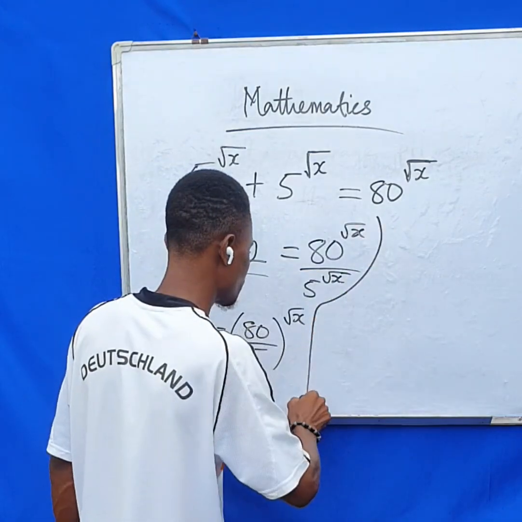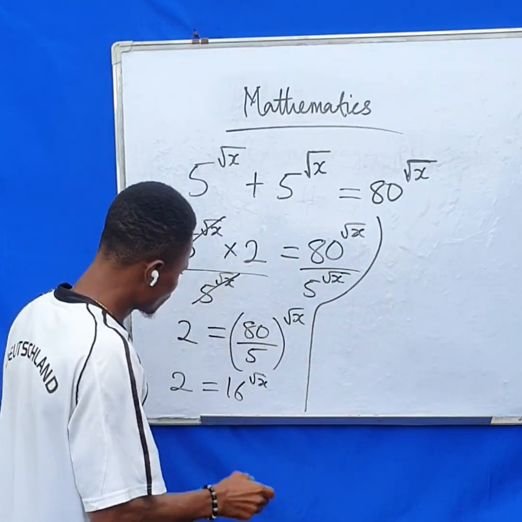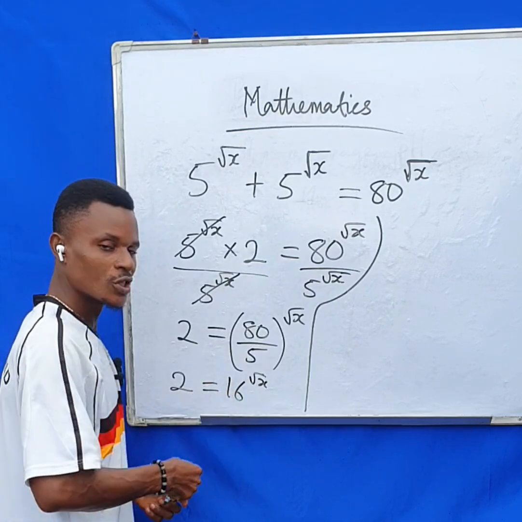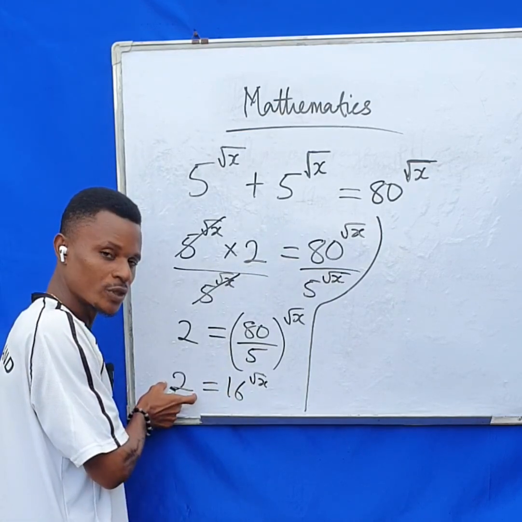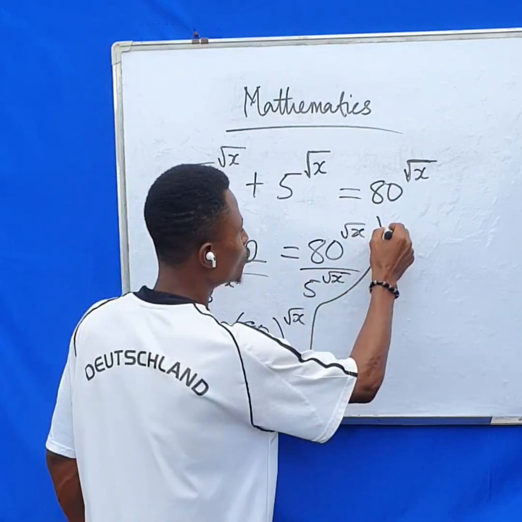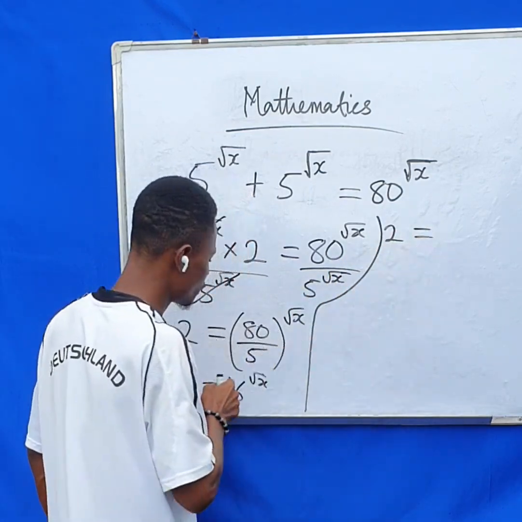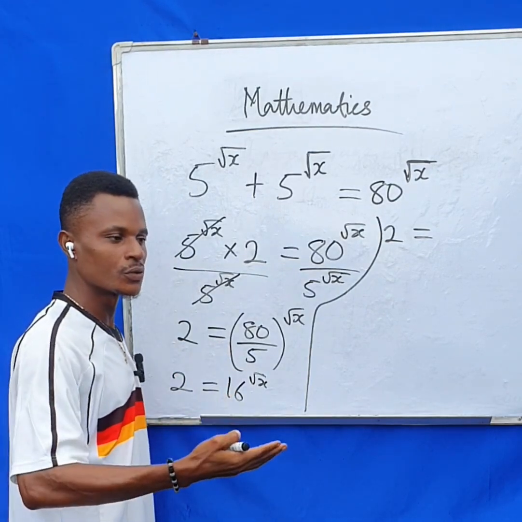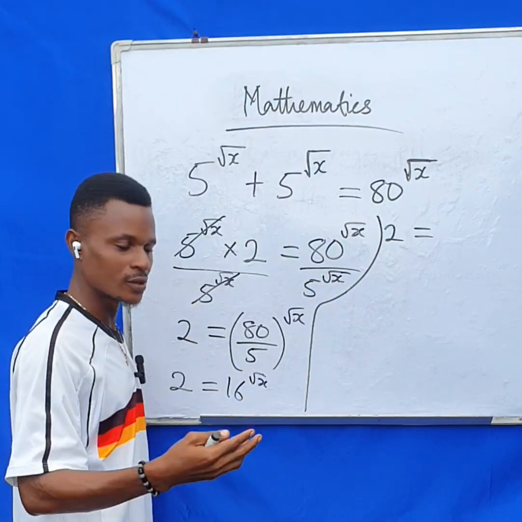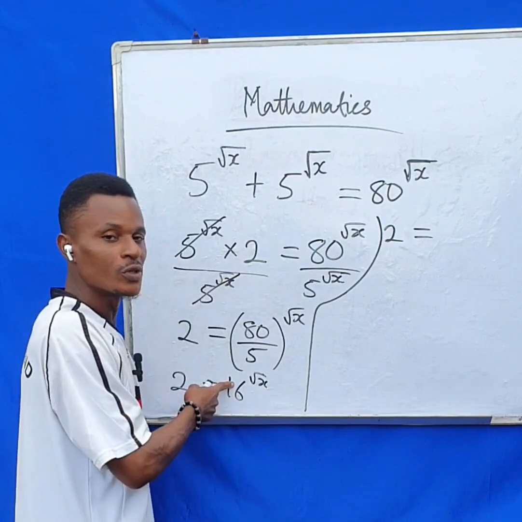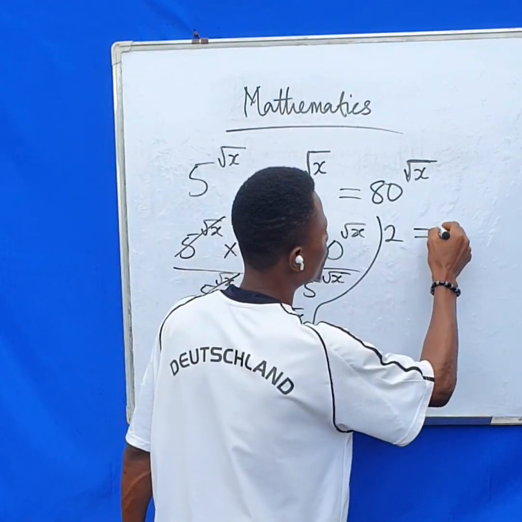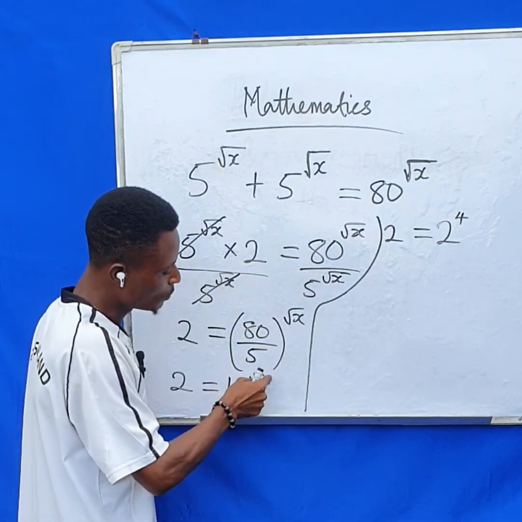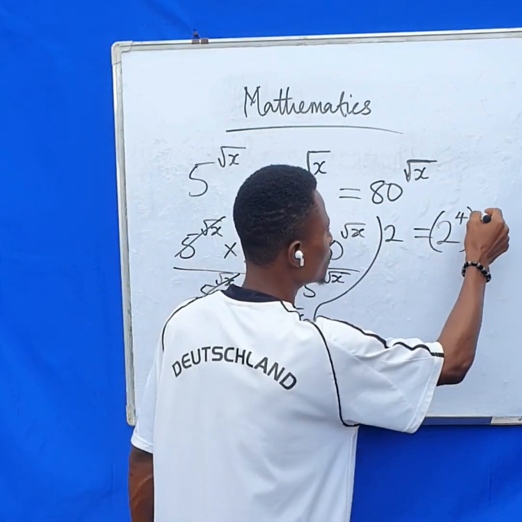Now let's continue from here. So what do we do next? We are going to write this 16 in exponential form in base 2 so that it will match this one. 16 is the same thing as 2 raised to the power of 4, because 2 times 2 times 2 times 2 gives us 16. So in place of this 16, we are going to write 2 raised to the power of 4, and then raised to the power of root x.